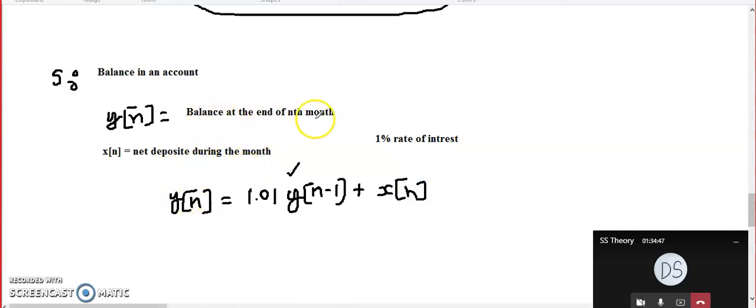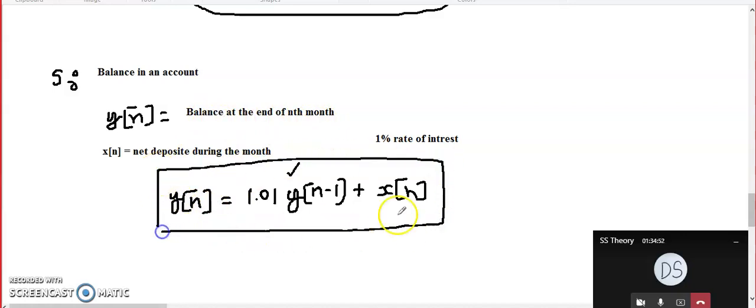So the total balance at the end of the nth month will be y[n], and the net deposit this month x[n] and y[n-1]. This will be your system which defines the balance at the end of the nth month. Okay, so this is an example where discrete time systems could be there. This is an example of a discrete time system. Okay, getting my point?